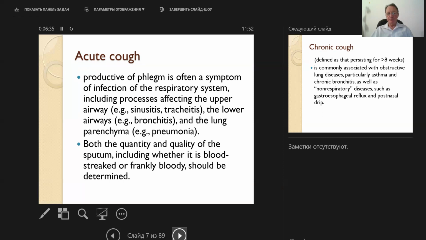Both the quality and quantity of the sputum, including whether it's blood-streaked or frankly bloody, should be determined. That's why you should ask the patient about the color and volume of the sputum. It's because an infection process is accompanied by mucopurulent and purulent sputum, yellow in the case of mucopurulent and green in the case of purulent. It's accompanied by bacterial infection. In the case of virus infection, it may be colorless or mucus type sputum.